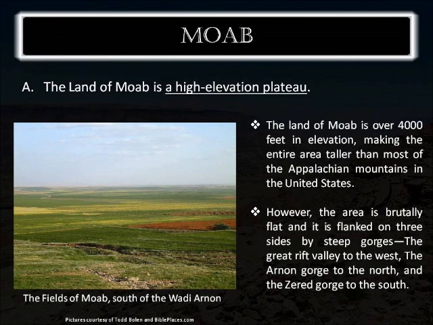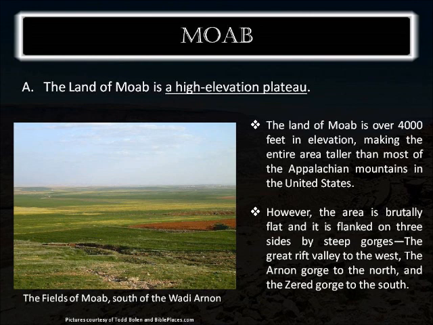Alright, so what are our three take-home points for the land of Moab? Well, our first point is this: the land of Moab is a high-elevation plateau. As we noted, this area is marked in a bluish purple on your satellite map, and that means the land of Moab is over 4,000 feet in elevation. It's taller than almost any area you would find in the Appalachian Mountains, and the taller areas that reach 5,000 feet are just about as tall as you would get in cities like Denver.